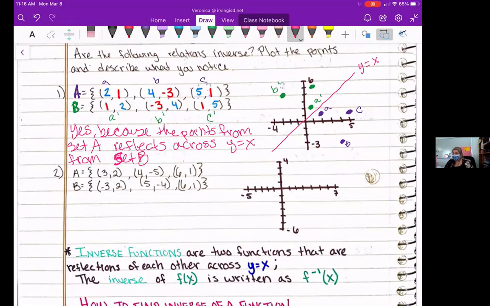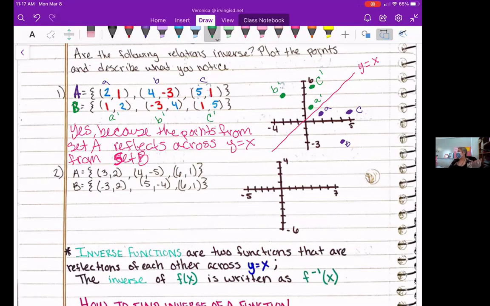Purple dot B is reflected across as B prime. And then dot C is reflected across, oh, I forgot to label this one. And then here's C prime. Okay, so each dot, you can see that it's reflected across y equals x. So if you have two equations and you're not sure if they're inverses of each other, you can graph them. And if they're reflecting on each other across y equals x, then they are inverses of each other, which basically means that they undo each other.